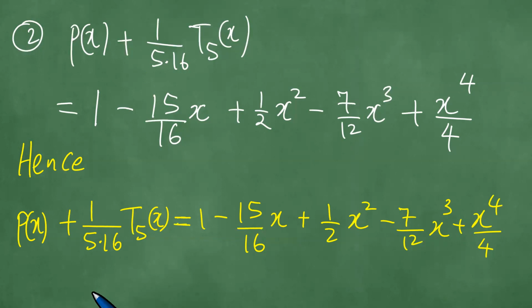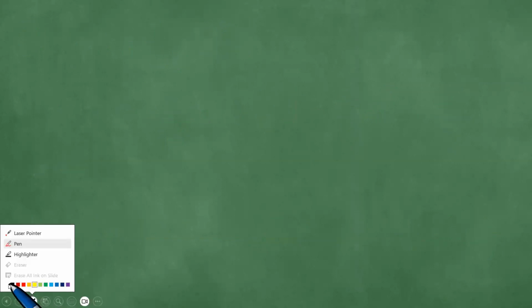Okay, we have economized this power series. How did you economize it? We removed the highest degree by using the Chebyshev polynomial of degree 5. Next question.